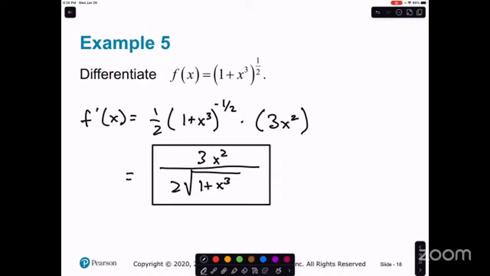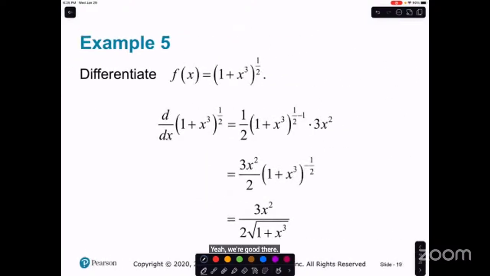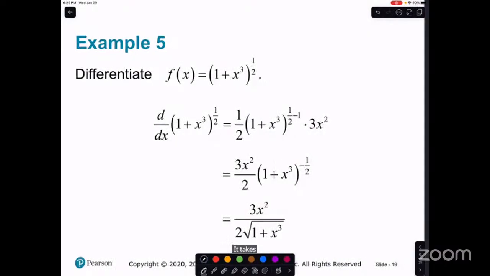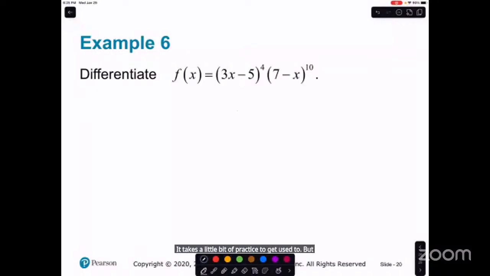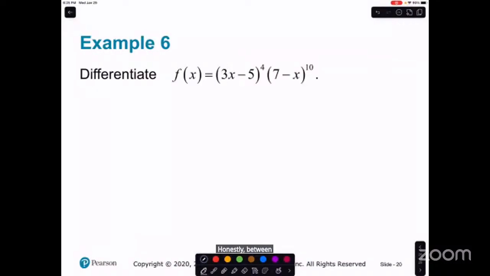Okay, so we got 3x squared over 2 root 1 plus x cubed. Let's see. Yeah, we're good there. Okay. So chain rule, extended power rule: the derivative of the outside function times the derivative of the inside function. It takes a little bit of practice to get used to, but once you get used to it, it becomes second nature. Honestly, between yesterday and today, a lot of these become second nature.